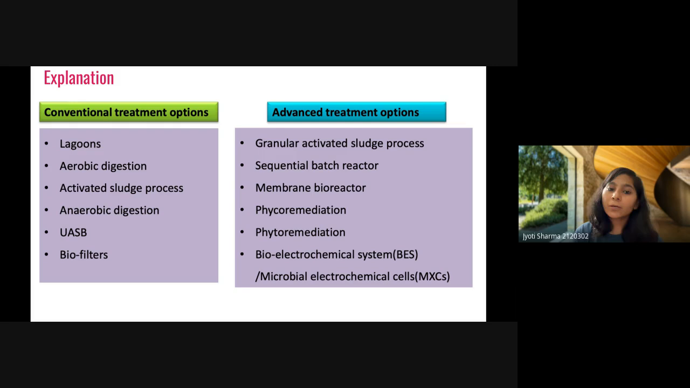Advanced treatment options: we have granular activated sludge process, sequential batch reactor, membrane bioreactor, phyto remediation. Okay, this should be phyto remediation; the other term is different. I do not know much about that one, you can search about it. Then phyto remediation, and we have bioelectrochemical system.